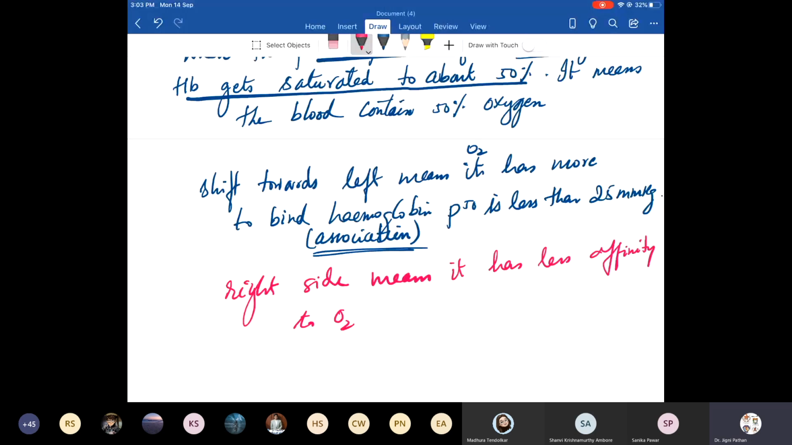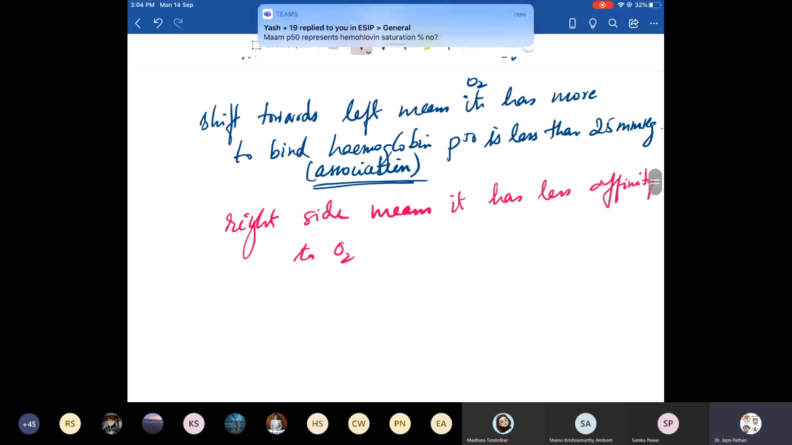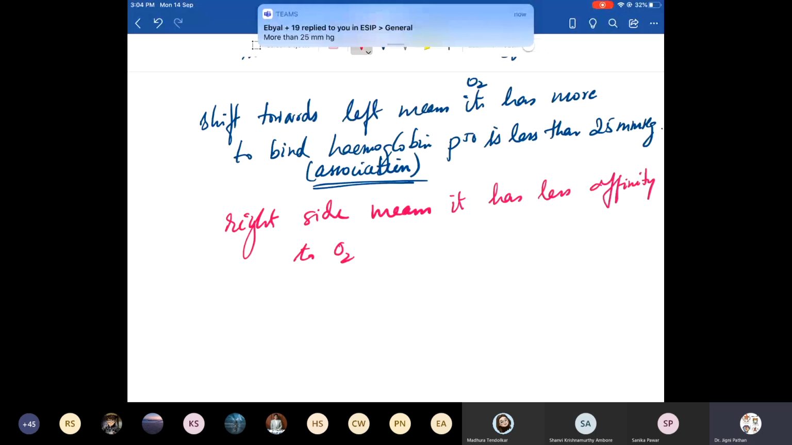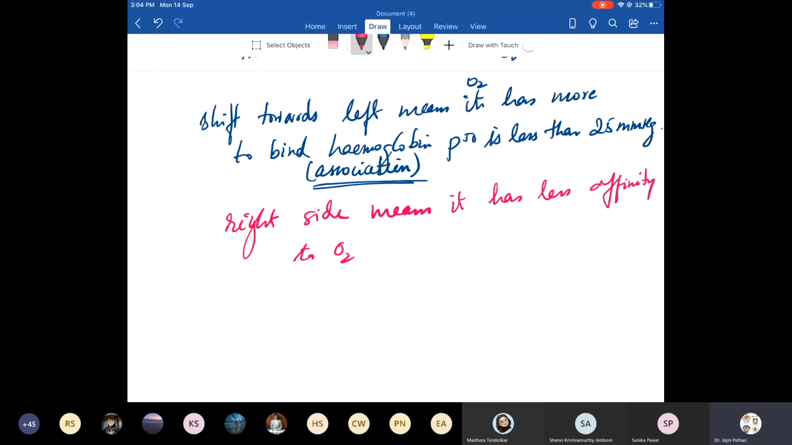And very important, remember, P50 represents the partial pressure of oxygen at 50% saturation of hemoglobin. Yes, is it clear? That is equal to 25 mmHg.